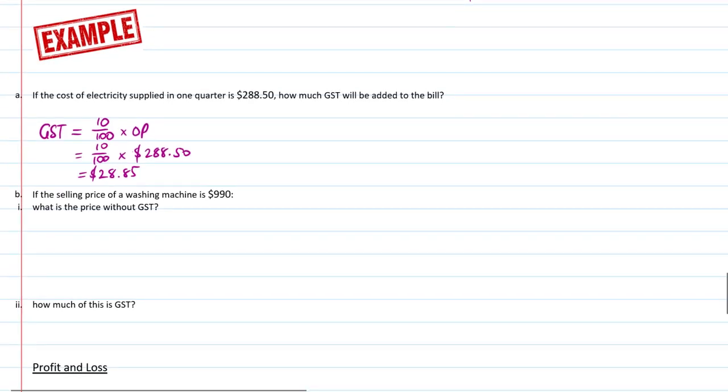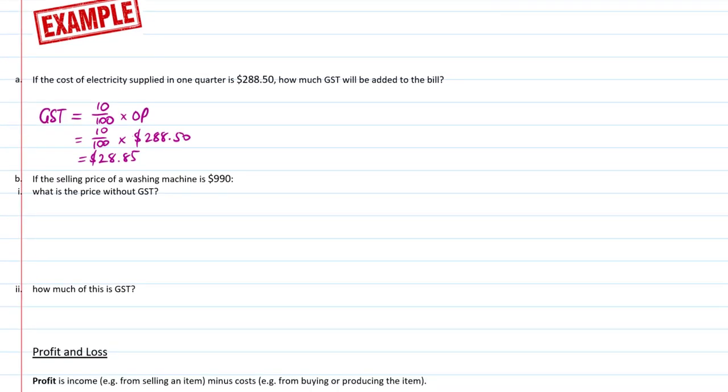If the selling price of a washing machine is $990, what is the price without GST? So remember, we calculate our original price, which is equal to the new price, or the selling price, divided by 1.1. So in this case, the original price is equal to $990 divided by 1.1, and that is $900. And if you add 10% to $900, you get to that 990, the magic number.